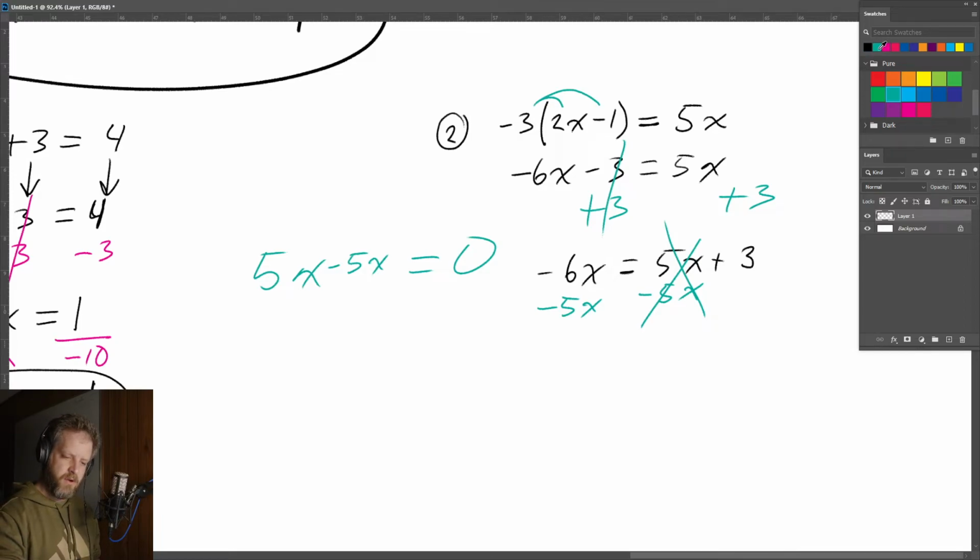So, what is negative 6x minus 5x? Negative 11x. Negative 11x.